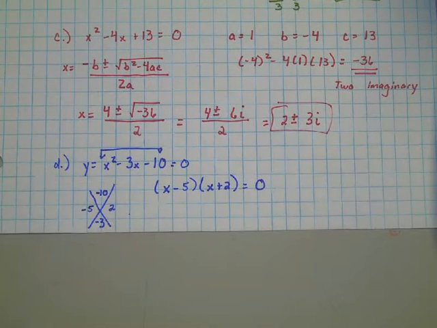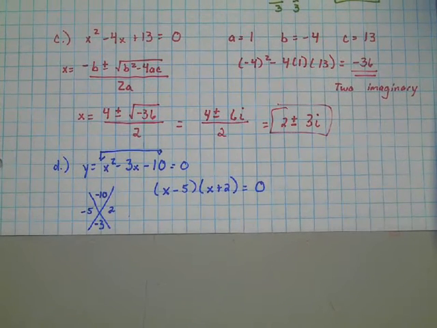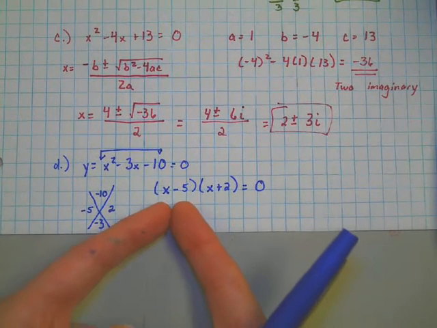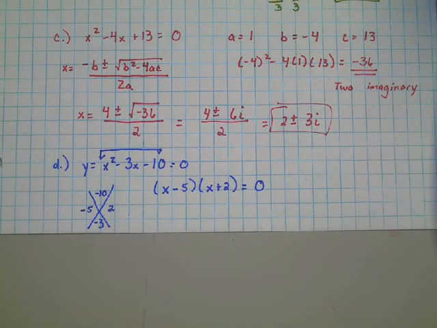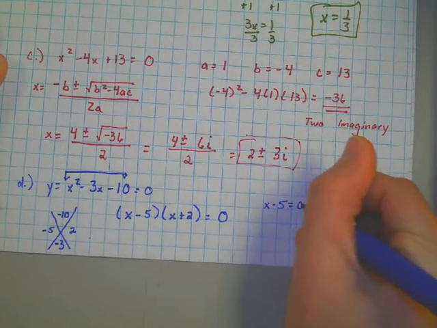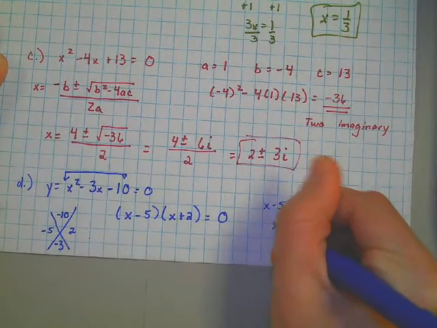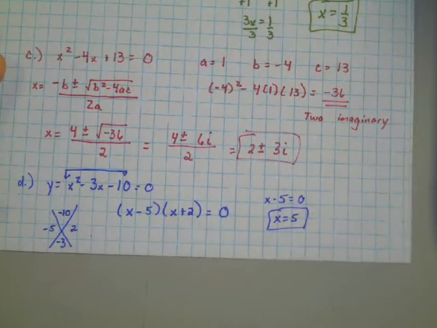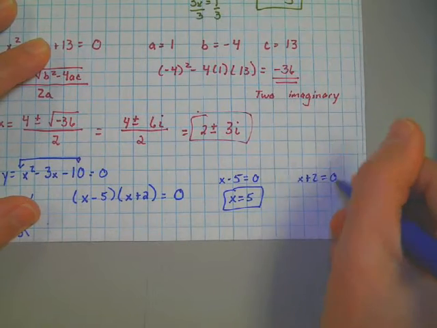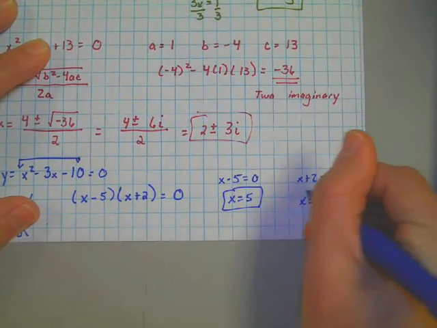So now this becomes just like problem A. If this right here is equal to 0, then the whole thing is equal to 0. That is how we solve quadratics. So x minus 5 equals 0. That would mean one of my solutions is x equals 5. And then x plus 2 is equal to 0. So the other solution would be x equals negative 2.